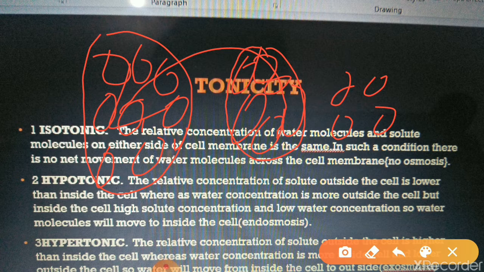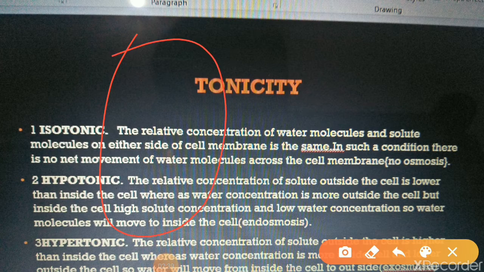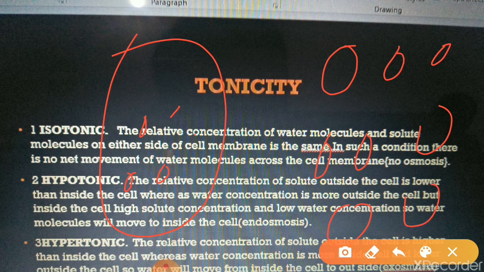Because inside the cell there are fewer water molecules, but outside the cell there are more water molecules. So this water will move where? Outside to inside. This state of solution we can call a hypotonic solution. So when we keep a cell in hypotonic solution, it will swell or become turgid.